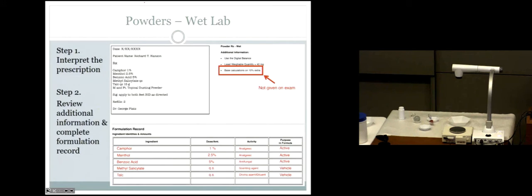You can ignore the weight of the methyl salicylate. We're not going to have to account for that weight because it's going to be a very small amount. It would not significantly alter the weight. So we can ignore the weight of the methyl salicylate. All right? What are we making? A topical dusting powder. If you look at the SIG, it says apply to the feet. So obviously we're doing something for a foot powder, probably something very likely for athlete's foot, if you look at the formulation record. So go down and let's fill out the formulation record.